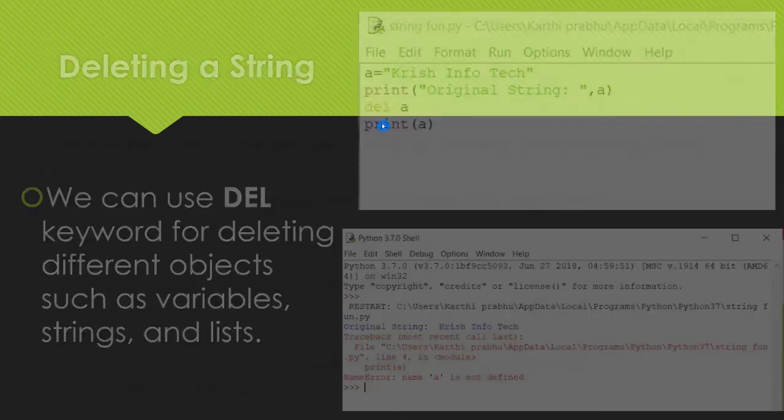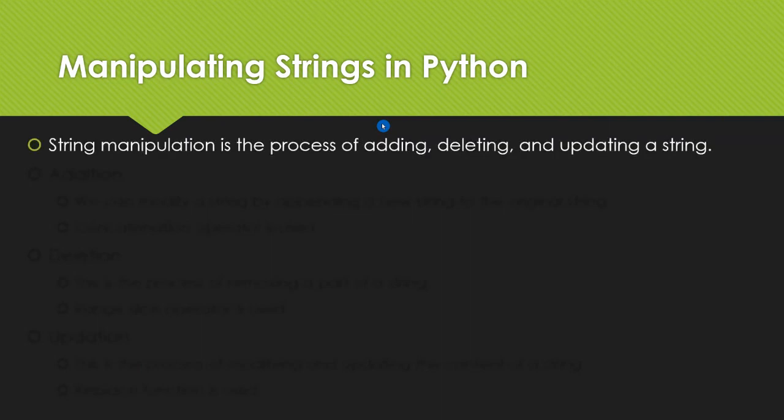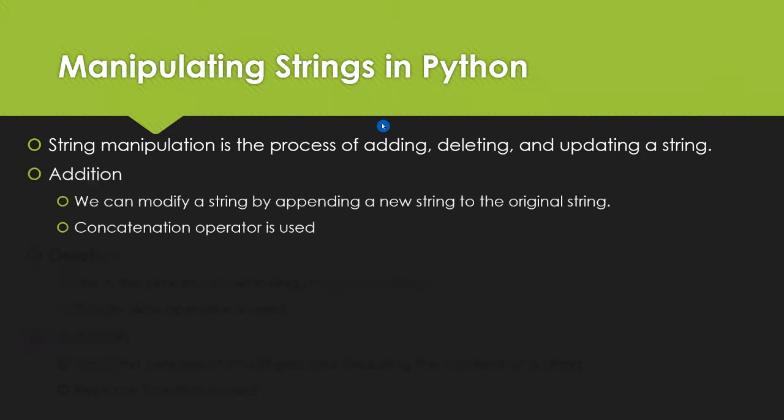The next thing we are going to see is manipulating strings in Python. Manipulating is nothing but, as we discussed earlier, working with string values. So what is string manipulation? It is the process of adding, deleting, and updating the string. Addition means we can modify a string by appending a new string to the original string. For this, the string concatenation operator is used. I think you remember this, else you can watch our previous video, which covers string concatenation and how to append a new string to the original string.